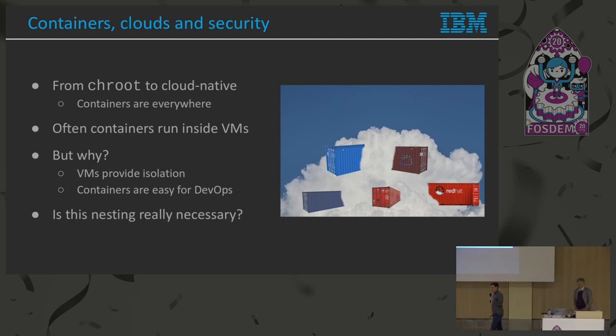So it took a couple of years to get from chroot to cloud native. Containers, as you probably know, can be described as chroot on steroids. And thanks to technologies like Docker and Kubernetes, containers are now everywhere. It's probably the most popular form of application deployment. You may find container deployments in one form or another, both in private data centers and in public clouds.